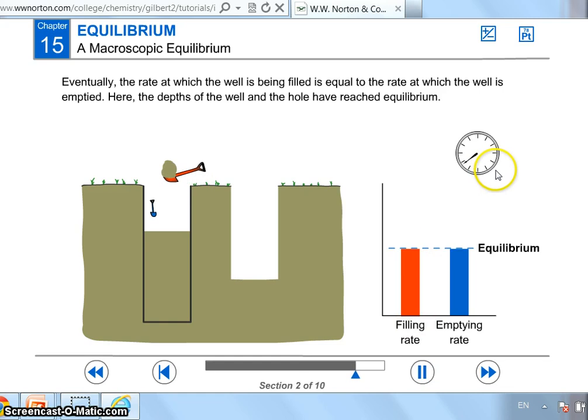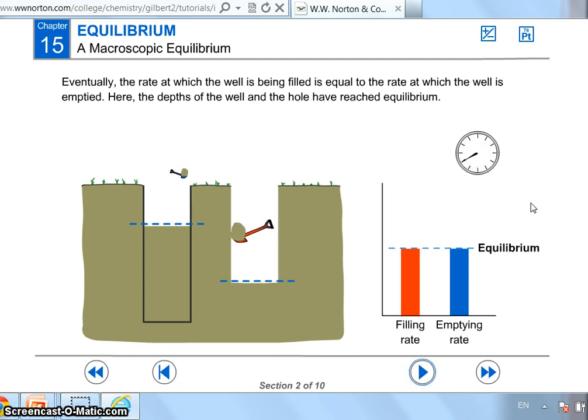Eventually, the rate at which the well is being filled is equal to the rate at which the well is emptied. Here, the depths of the well and the hole have reached equilibrium. So one thing to notice here is equilibrium is not when the amounts are equal, because we can see that there's a lot more dirt in the well than there is in the hole. And so it's the rate at which the hole is being dug that is equal to the rate at which the well is being emptied. That is when we have reached equilibrium, okay?